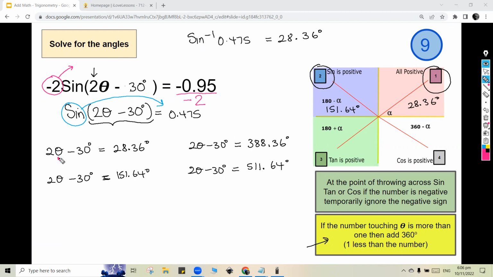For all of them, it's the same procedure. You throw across minus 30, you'll get positive 30 after you add it, divided by 2. So for all of them, you have to add 30, whatever you get, divided by 2. Add 30, divided by 2. Add 30, divided by 2. And that will give you theta 1, theta 2, theta 3, and theta 4. So I'll wait on those answers.